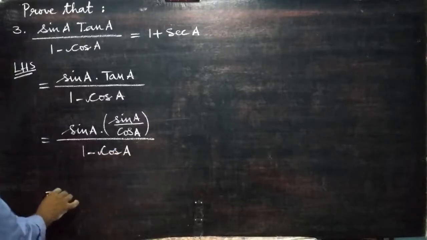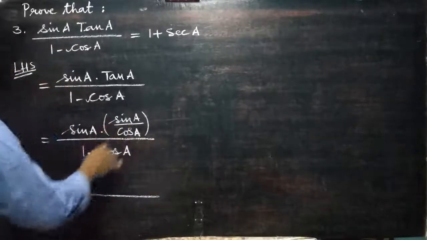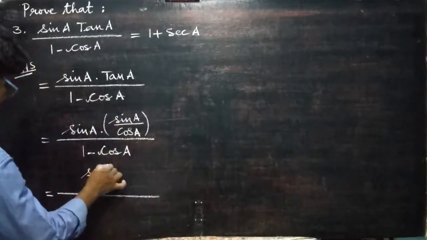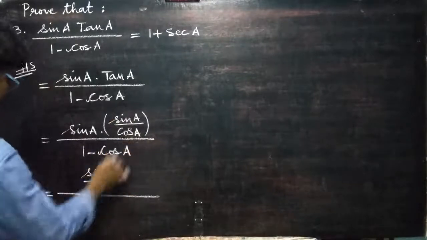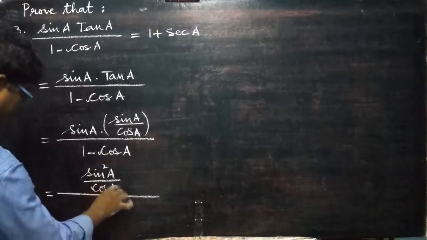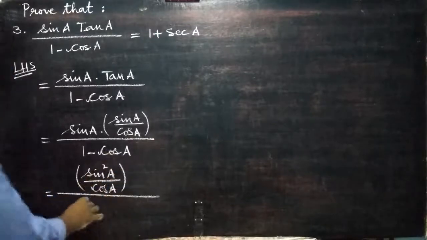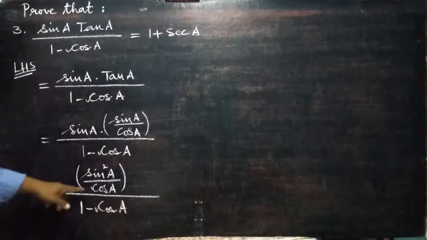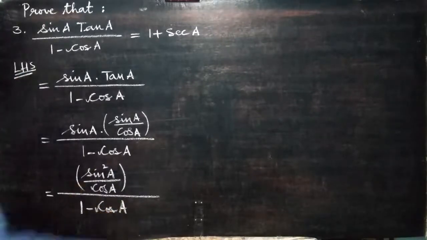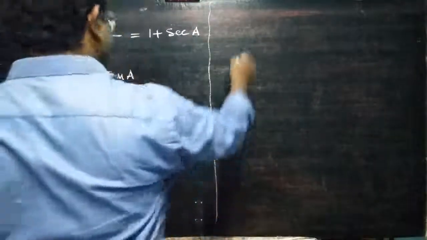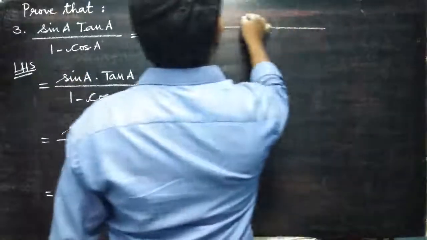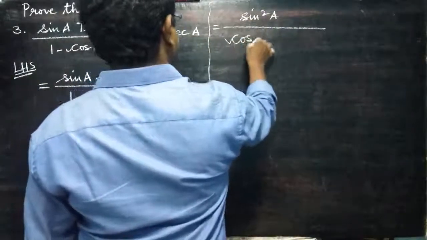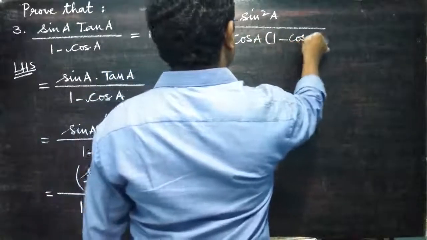Now that is equal to. Now multiply numerator with numerator. Sin square A by cos A. Nothing is there to multiply in the denominator. Next, divided by 1 minus cos A. Now the denominator will come to the denominator place. That is equal to sin square A by cos A into 1 minus cos A.